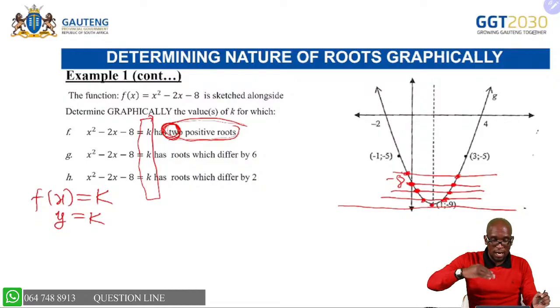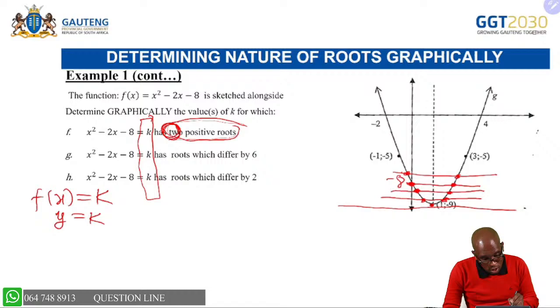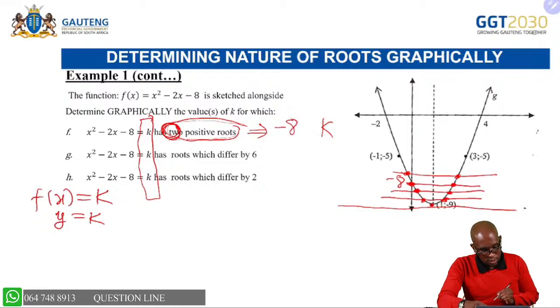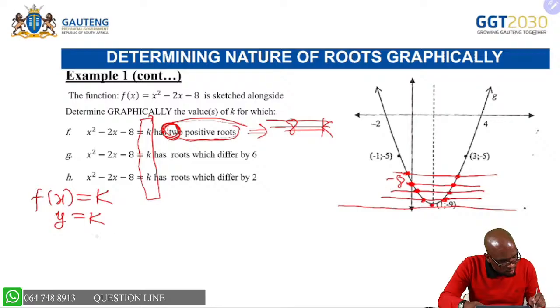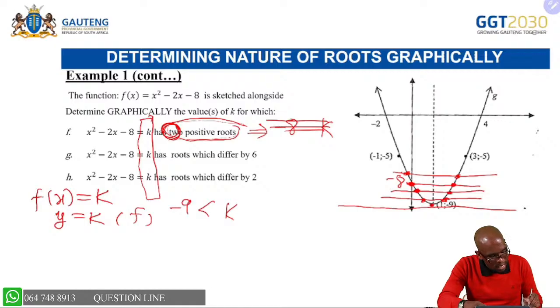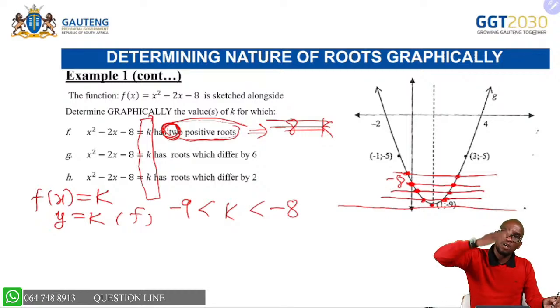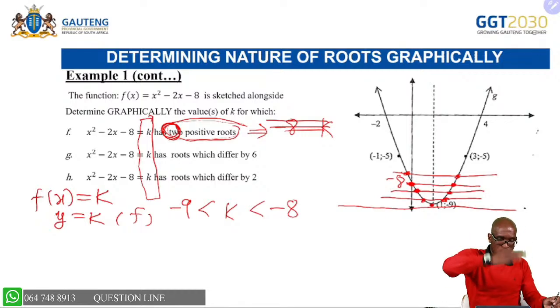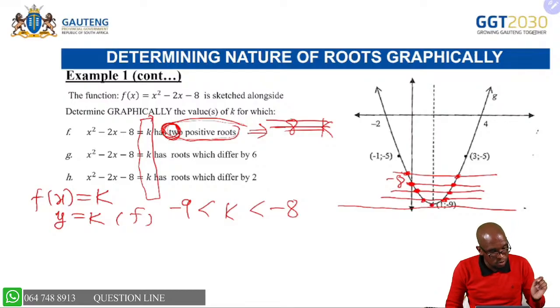The lines that I drew there, in all those lines, the graph has two positive x-intercepts. So it will have two positive roots if k is in between minus 9 and minus 8. When k is above the turning point but below the y-intercept, that is where I'll find those roots.